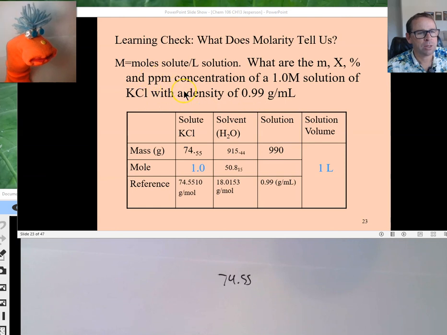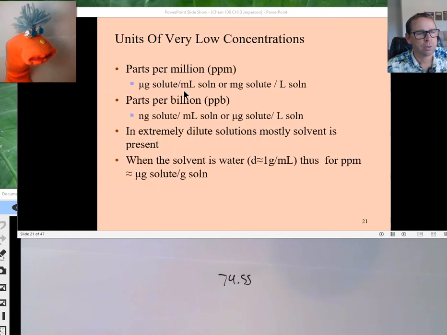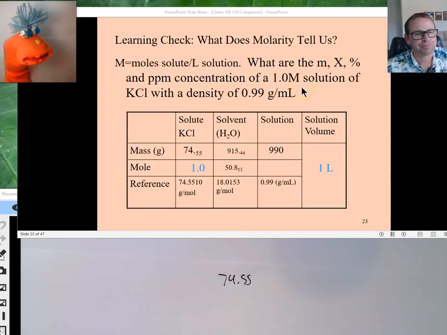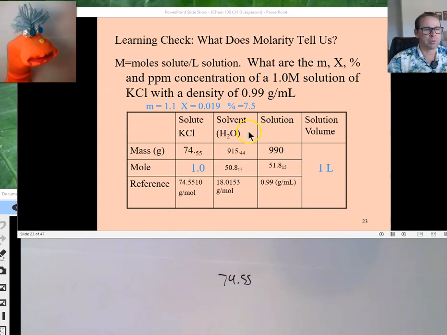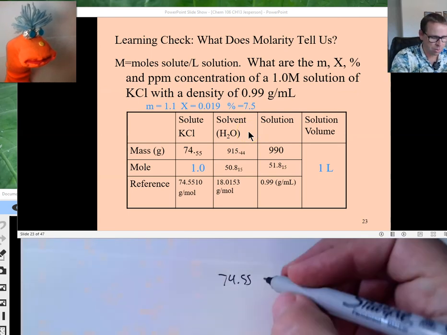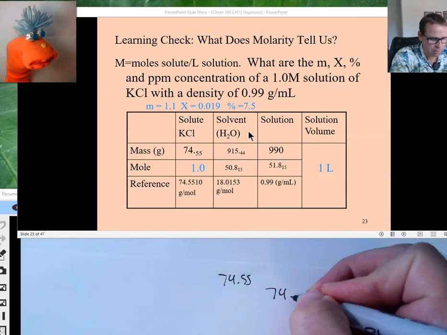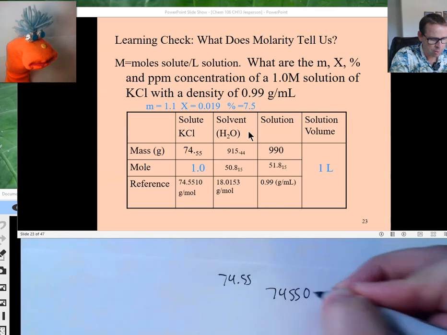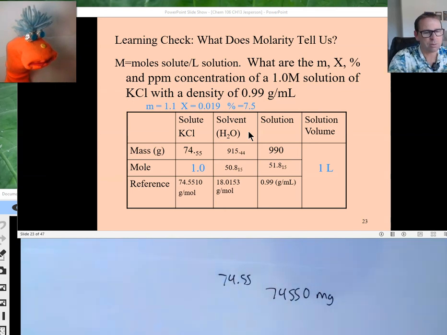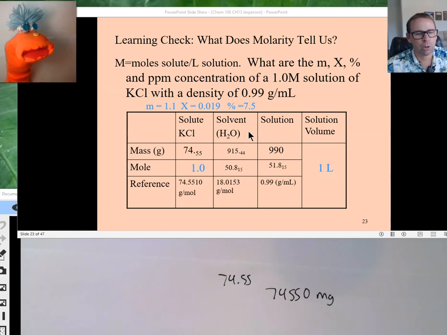Okay, so let's just go back here and double check, right? Parts per million, micrograms of solute per milliliter of solution, or milligrams of solute per liter of solution. Very good. So milligrams of solute. 74.55 grams. Okay, so we have to multiply that by 1,000. Okay, yes, for milligrams. So 74,550 milligrams of solute. Did I do that right? 1, 2, yeah, that's right.